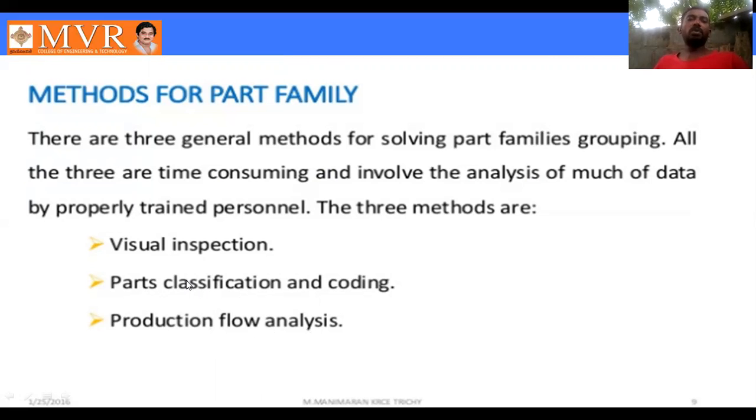The first method for part families is visual inspection. The second one is part classification and coding. The third one is production flow analysis. So these are the methods for part family.